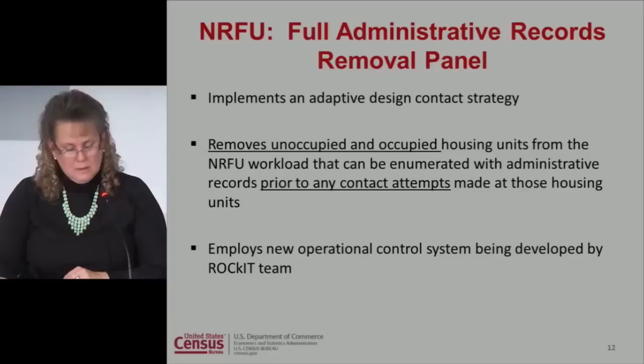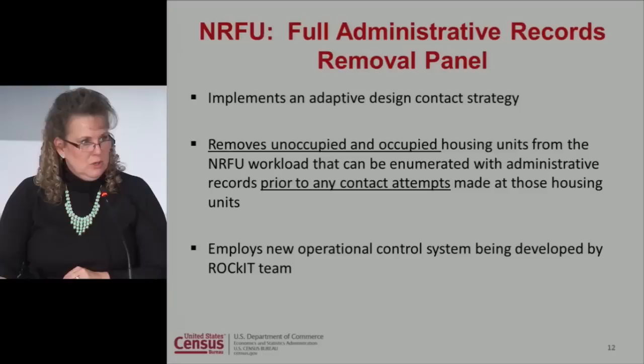Vacant housing units will be identified by using the undeliverable as addressed information from the United States Postal Service. Occupied units will be identified based on administrative records. For remaining NRFU cases, all units will be visited at least once. The re-engineered fieldwork and adaptive design procedures will be utilized to determine the number and timing of visits.